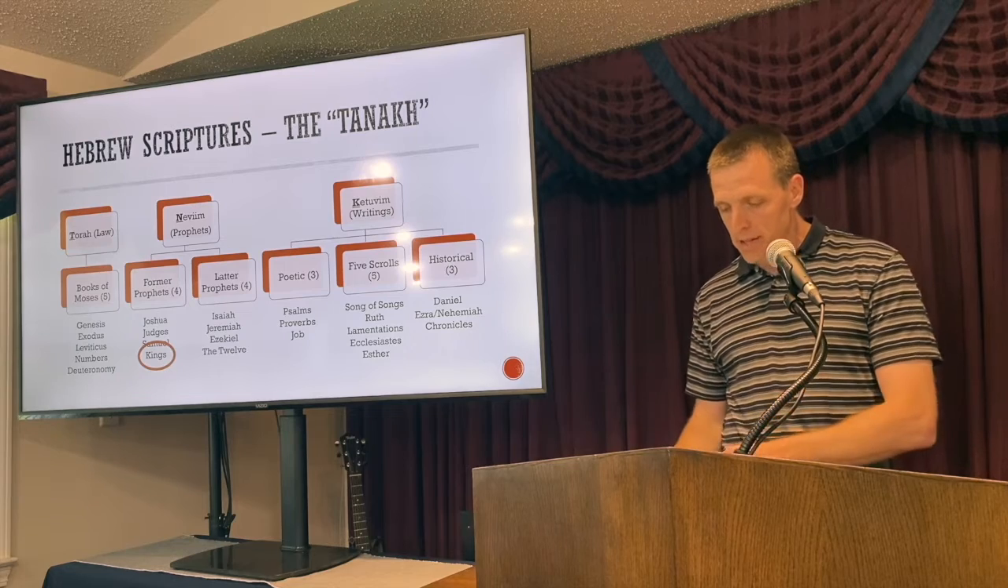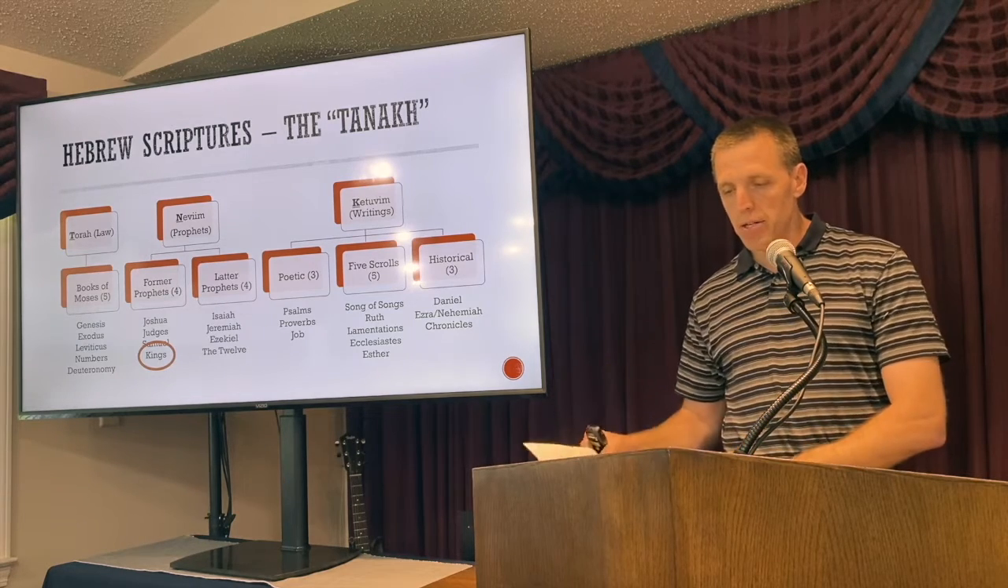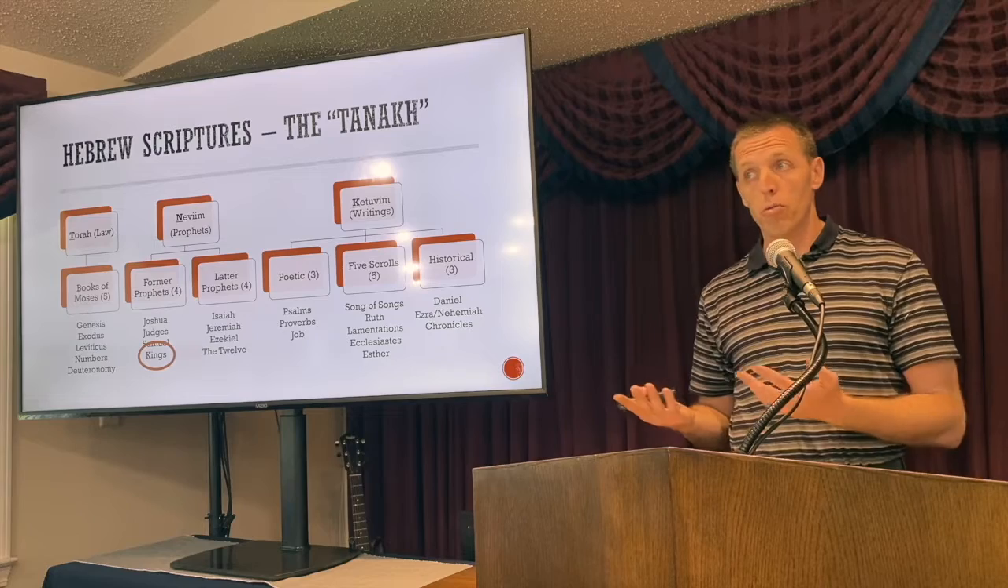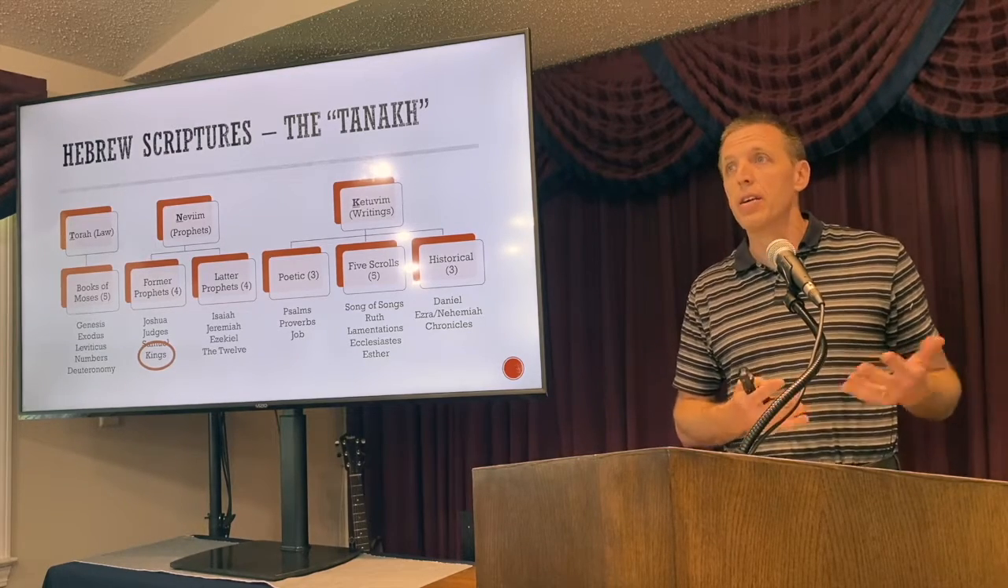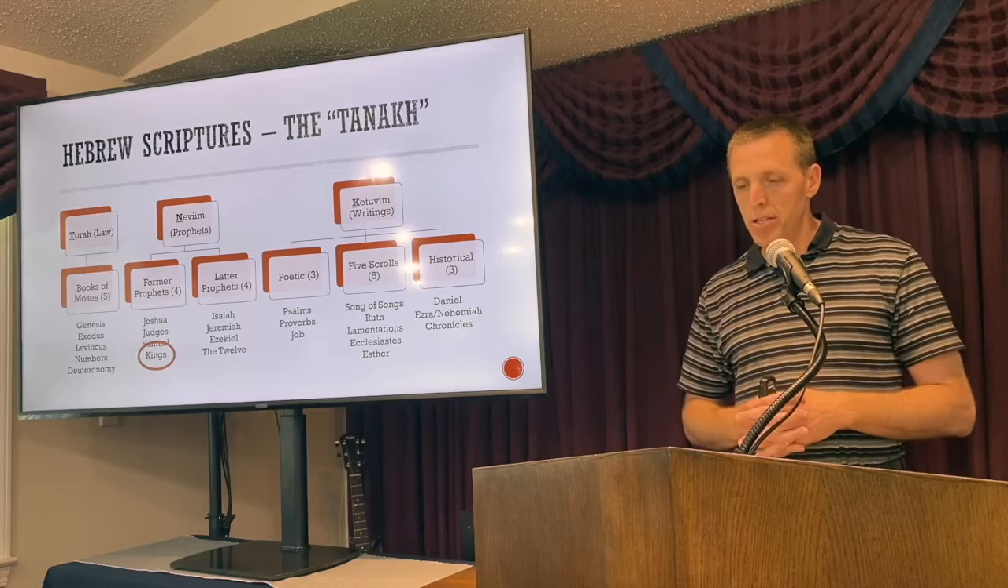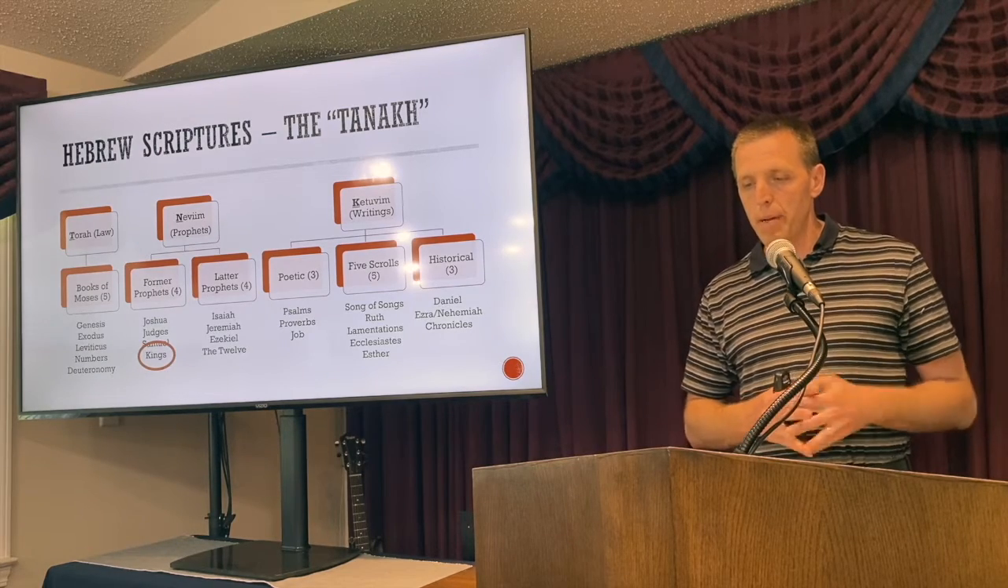So in that sense, Kings is very much like Isaiah through the 12. And the former prophets are like that. They're prophetic. They're giving God's estimation of that, and they're talking about why things happened the way they did.